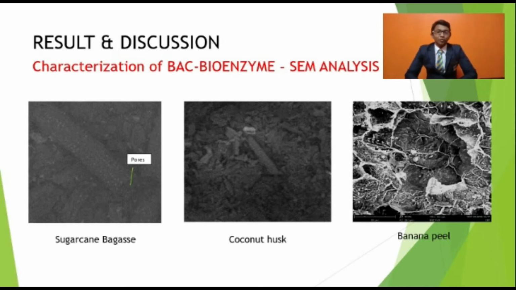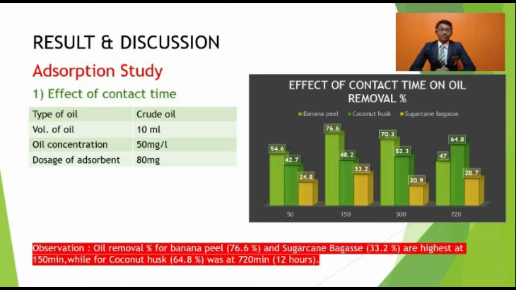What's the function of porous structure? Porous structure helps the process of absorption. The more the porous structure, the more the oil absorbed, or the faster the oil absorbed. We have done an absorption study with two different operating conditions, which are the effect of contact time and the effect of adsorbent dosage, to find out the percentage of oil removal.